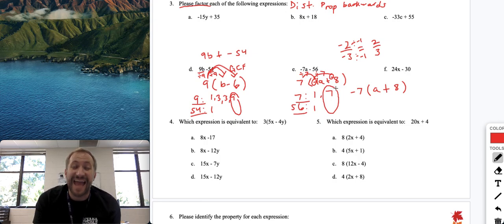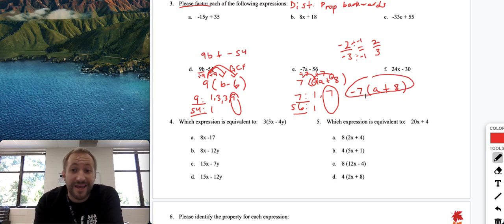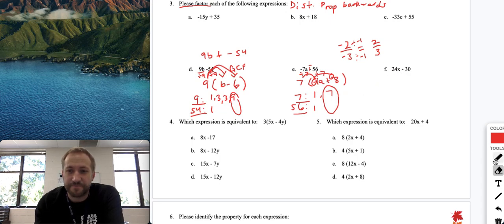So if it's anything other than a positive one, I should technically get rid of it and pull it out of there. Okay? So negative 7 is what I should pull out of there. And then a plus 8. And you can always double check your work again for these things. So negative 7 times a gives me negative 7a. Negative 7 times 8, that gives me negative 56, which, again, this is really plus a negative 56. All right? That one's kind of tricky, I know. But the more you do it, the better you're going to get at it. Okay? Let's look at the next one.